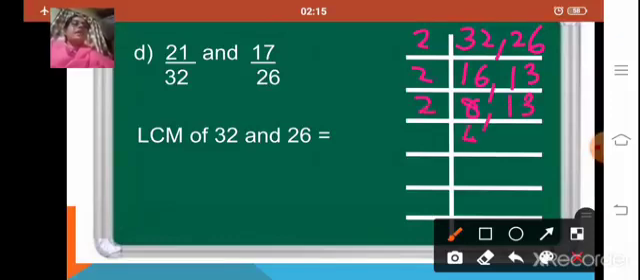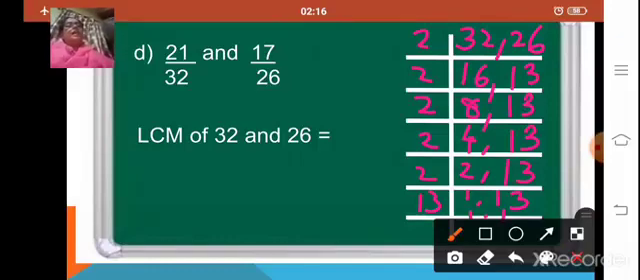2 4s are 8. 13. 2 2s are 4. Again 13 is a prime number, so it will remain as it is. 2 1s are 2. 13. And the last number is 13 1s are 13.